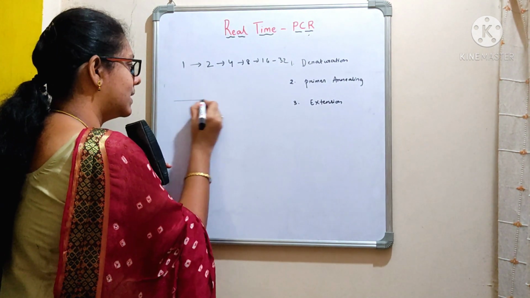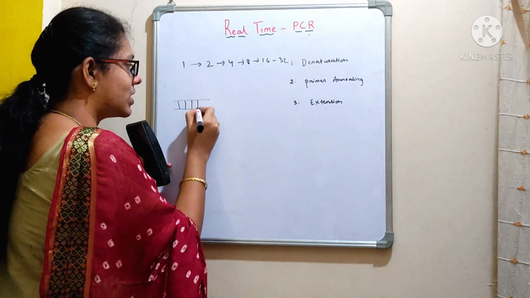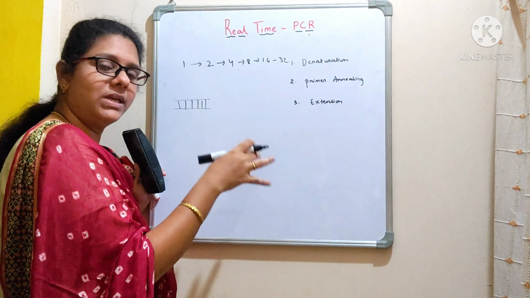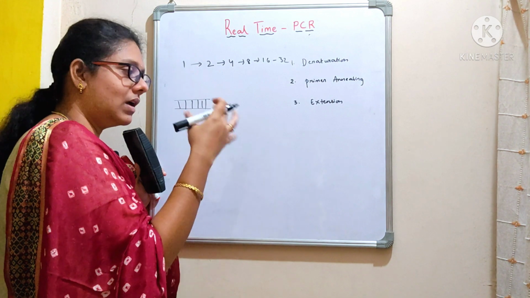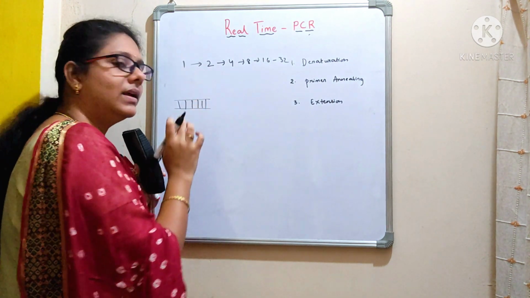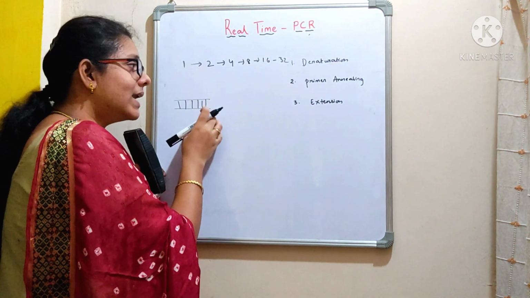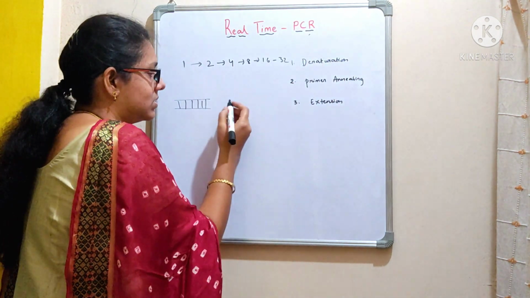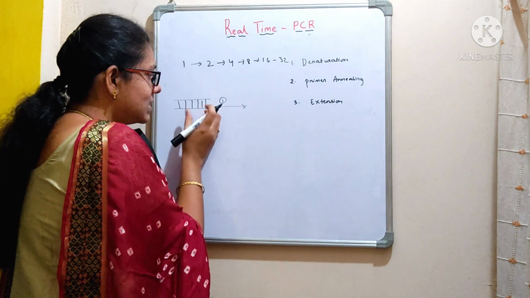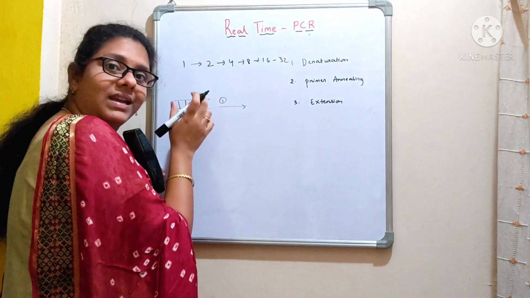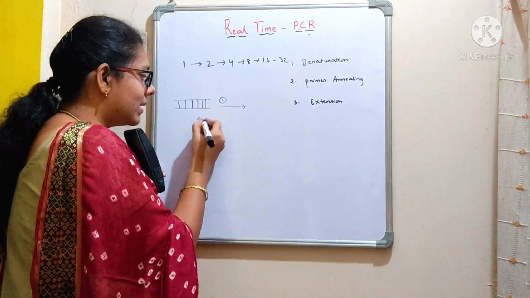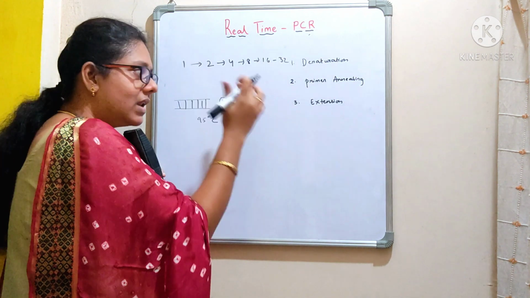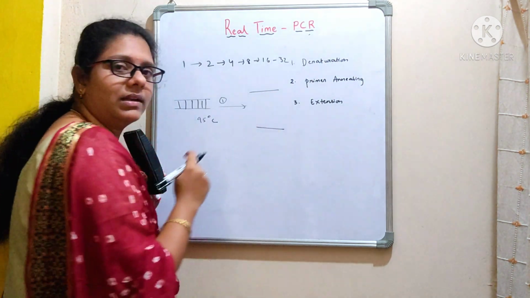Okay, see here, this is the double-stranded DNA. So when we set up a reaction along with the dNTPs, along with the DNA polymerase, along with the primers, we are going to provide the DNA template, right? So what happens in the first step? We are saying that the first step is denaturation. So in the first step, this double-stranded DNA will be denatured. So you apply a temperature of 95 degrees centigrade, then the double-stranded DNA will become single-stranded DNA.